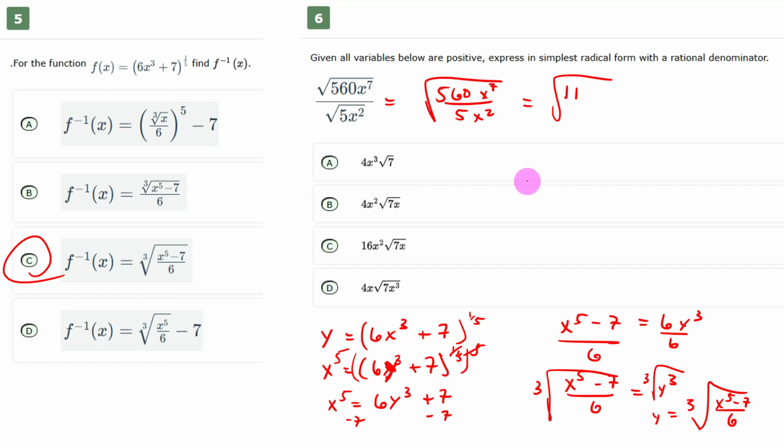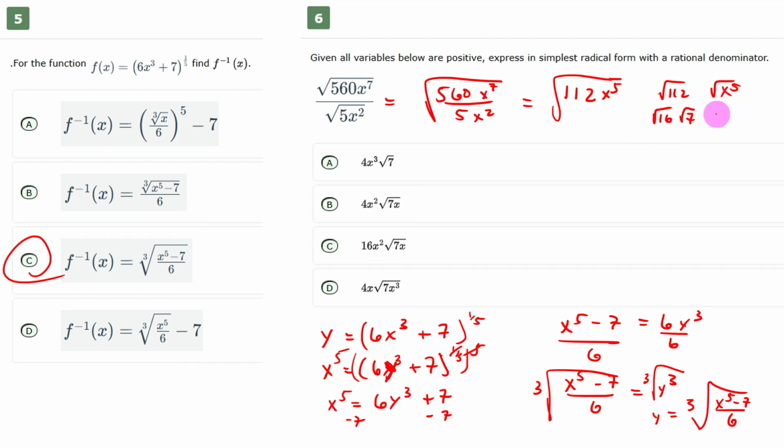Yeah, 112. And then x to the 7th over x squared is x to the 5th. Just treat these separately. Square root of 112, square root of x to the 5th. You're looking for the biggest perfect square that goes into 112. 4 probably goes into it, but we can keep going. I think 16 goes into it. I think it's 16 times 7. So this is the square root of 16 times square root of 7.